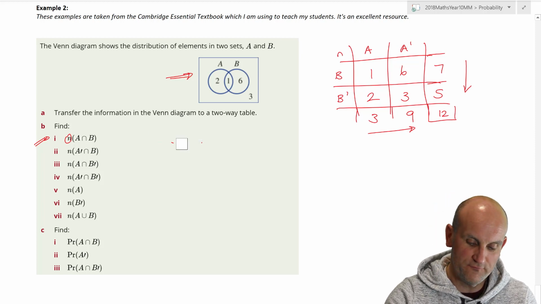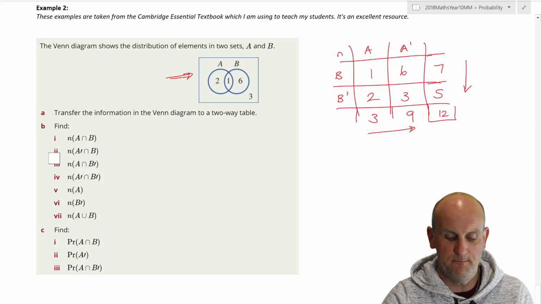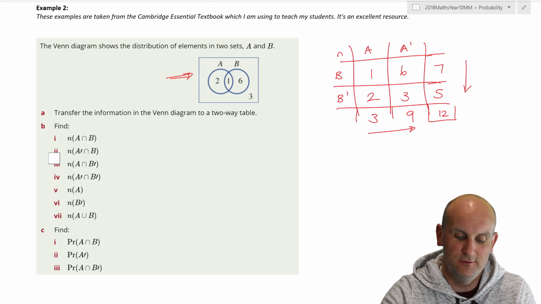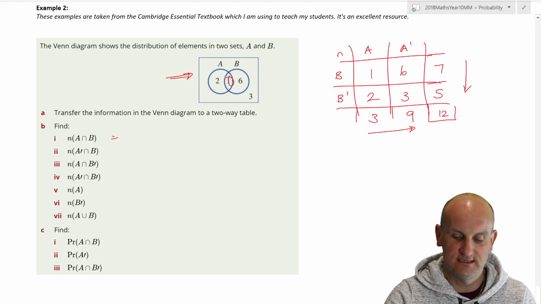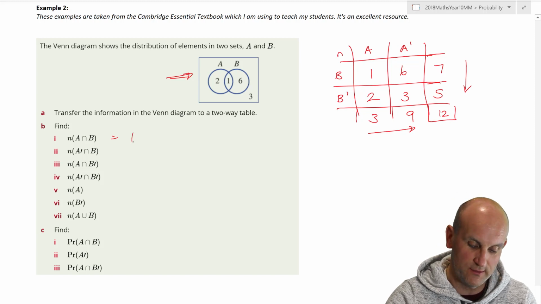But because we want to try and find N, it's just saying, well, read off the number that is in A and B. Which bit's in A and B? Well, I can either use the Venn diagram or I can use the two-way table. But as far as I'm concerned, N means intersection. That's the overlap. I'm just going to write down the number 1.